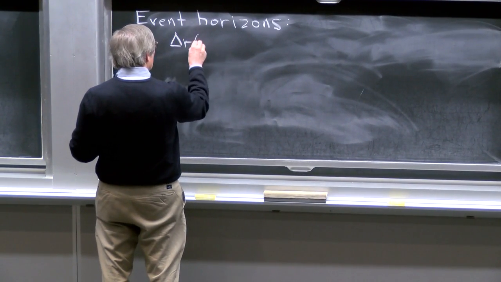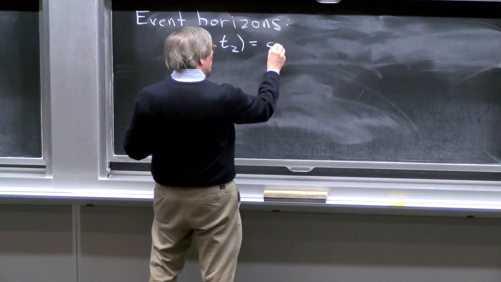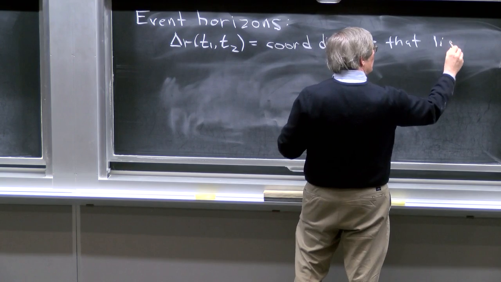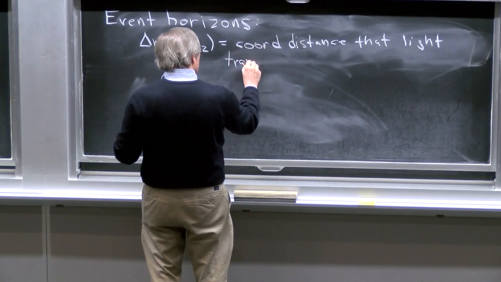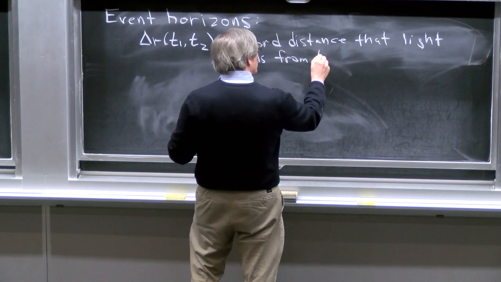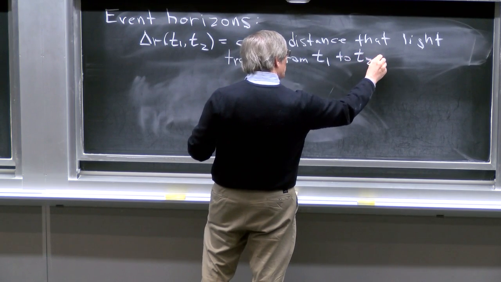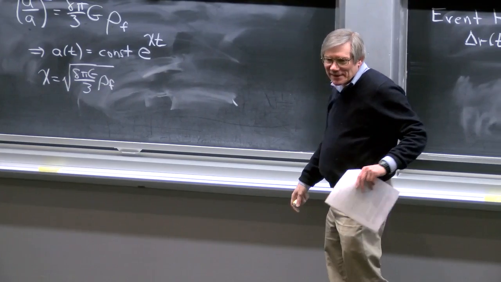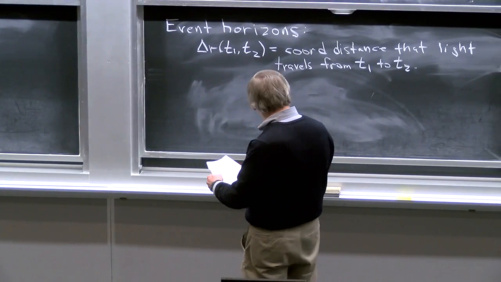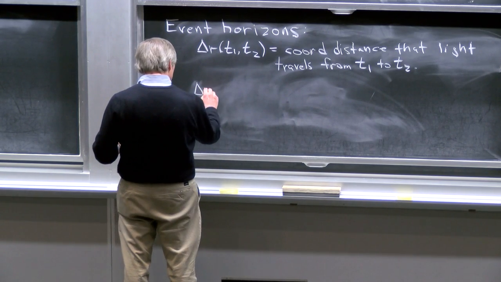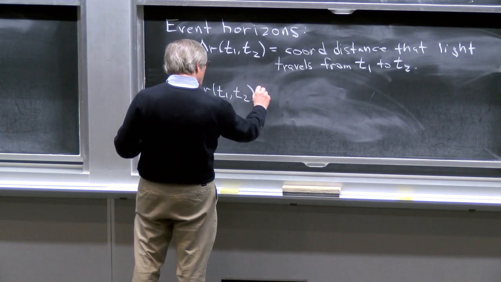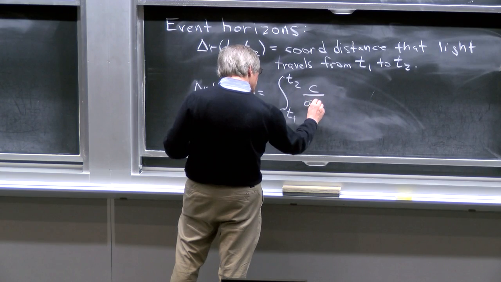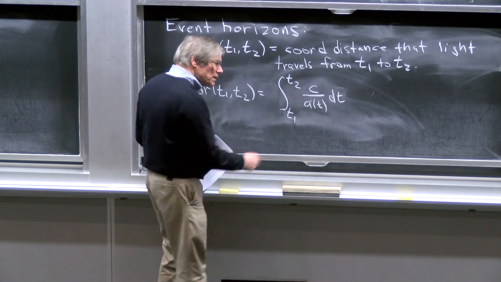So I'm going to let delta r of t1, t2 be equal to the coordinate distance that light travels from t1 to t2. And I'm going to assume that a of t is given by exactly this formula. I'll write out const, because I wouldn't have to write it too many times; I could give it a one-variable symbol if I wanted to. This delta r of t1, t2 is just the integration from t1 to t2 of c divided by a of t, dt. The coordinate velocity of light is just c divided by a of t.